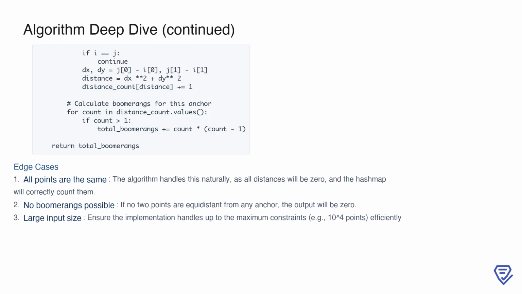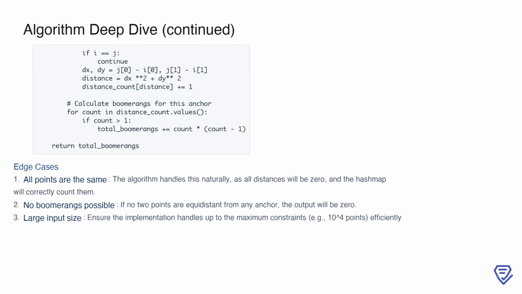In the implementation, for each anchor point, we calculate the squared distance to every other point using the formula dx^2 plus dy^2. These distances are stored in a hash map, where the keys are the squared distances and the values are their frequencies. If a point is the same as the anchor, it is skipped to avoid self-comparisons. After populating the hash map, we compute the number of boomerangs by iterating through the frequency values in the hash map. For any distance with more than one point, we add count * (count - 1) to the total boomerang count.